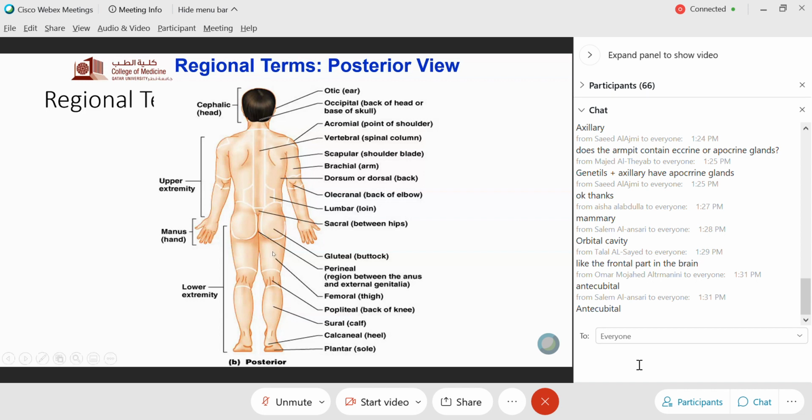The posterior aspect of the thigh, the same thing, we use femoral. The posterior aspect of the knee, we call it popliteal. What did we call the anterior aspect of the knee? Patellar. Now, the posterior aspect of the leg, we call it sural. What did we call the anterior aspect? Crural. Your heels, we call it calcaneal. The sole of your foot, the inferior surface of your foot, we call it plantar. All right?